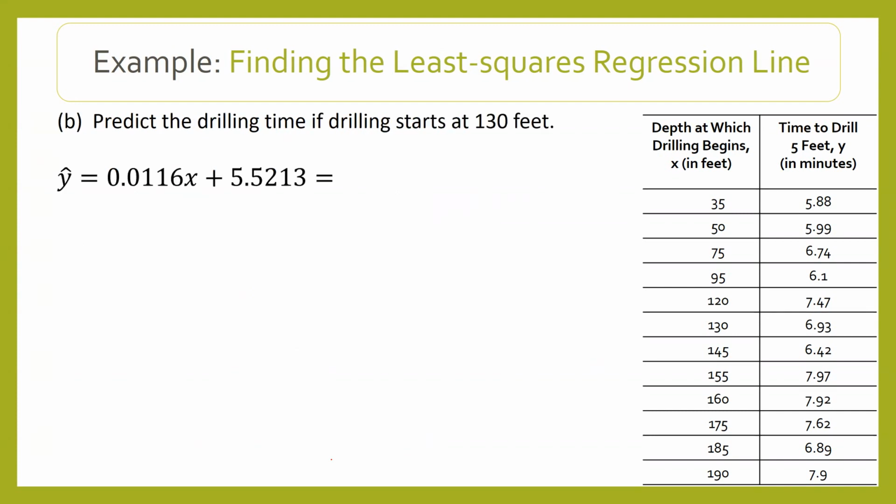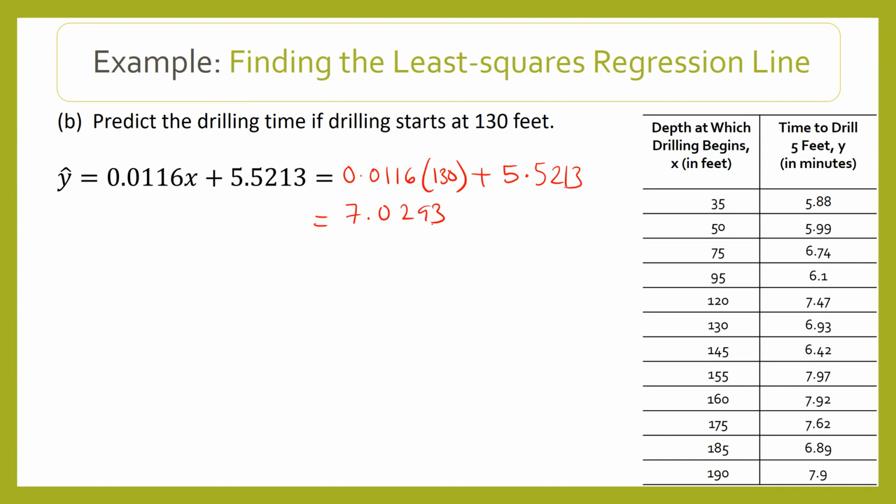So we want to use this to predict drilling time if drilling starts at 130 feet. So all we do here is to substitute 130 for X. So I'm going to have 0.0116 times 130 plus 5.5213. And if you use your calculator very well here, you will get 7.0293.